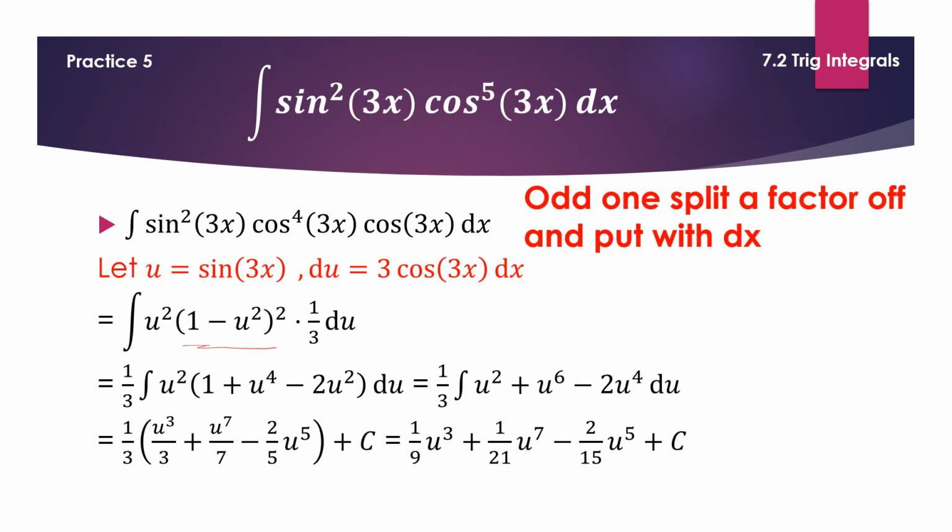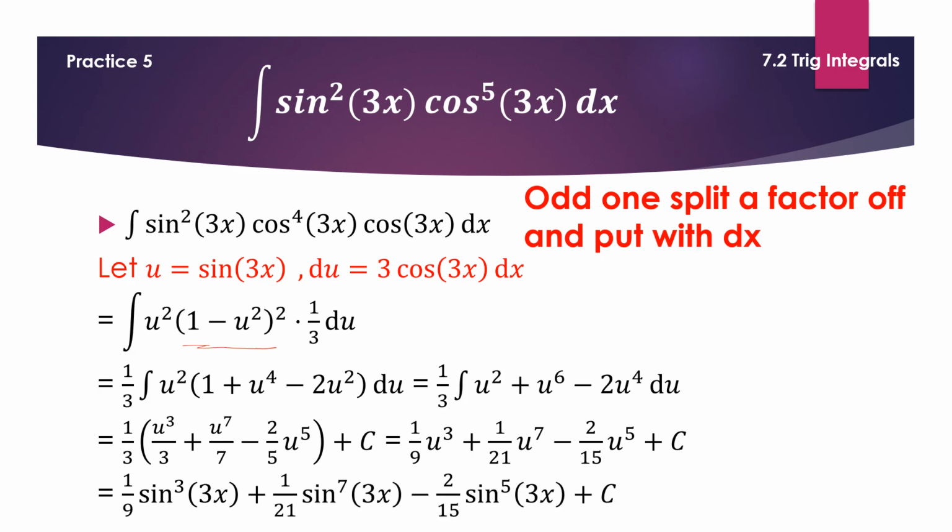We'll get our final solution: 1/9 u to the 3 plus 1 over 21 u to the 7 minus 2 over 15 u to the 5 plus c. Finally, we will substitute u with sin 3x, and we will get our final solution.